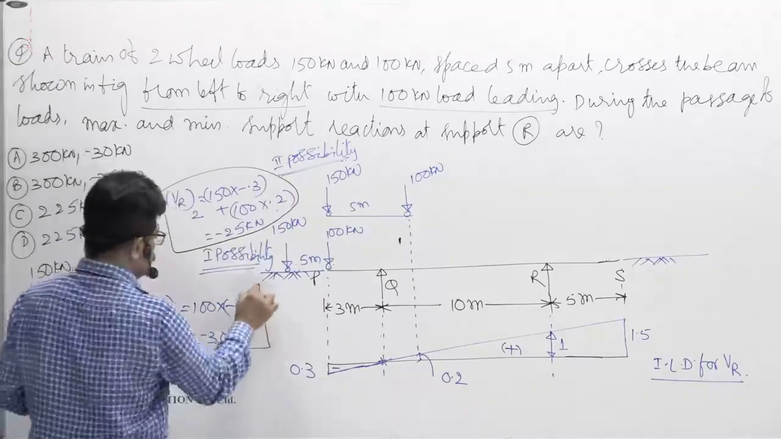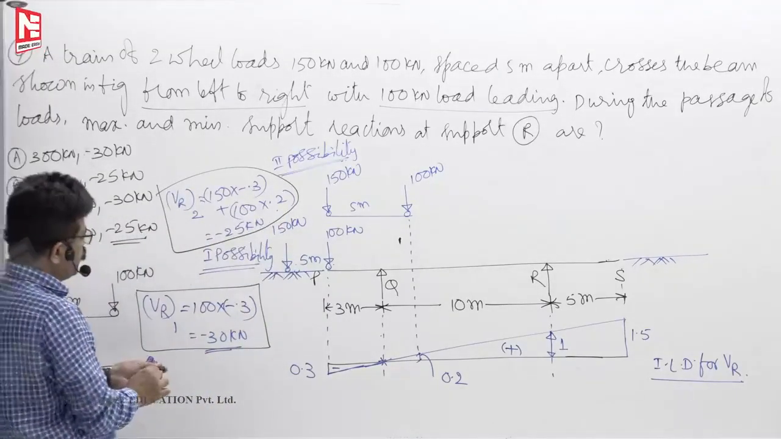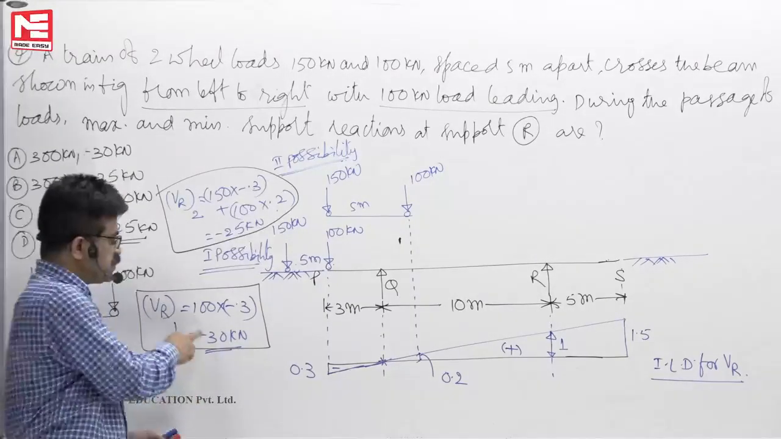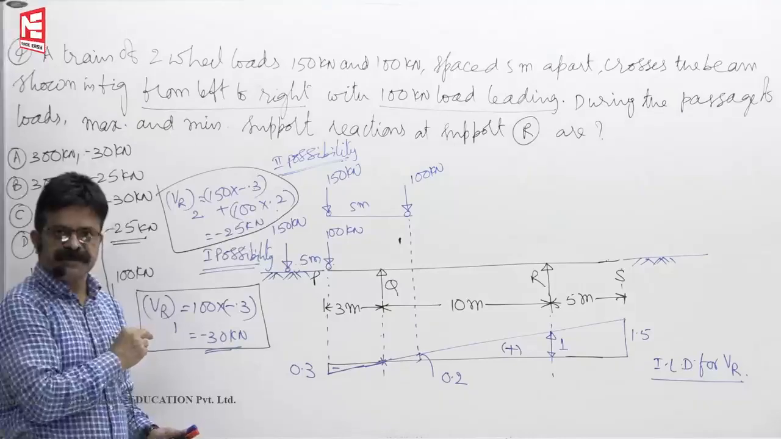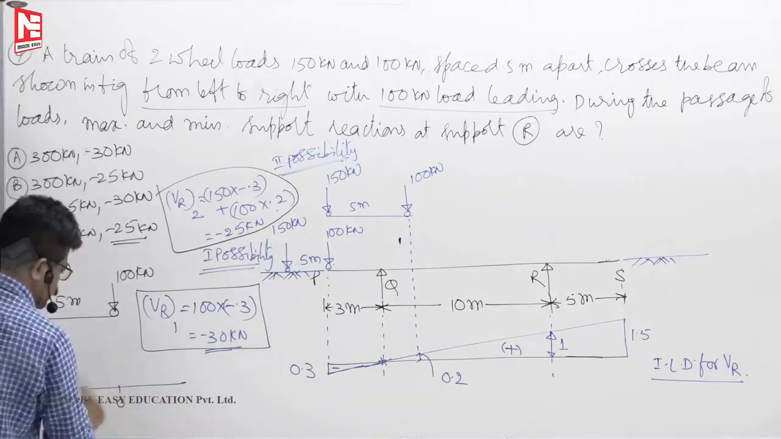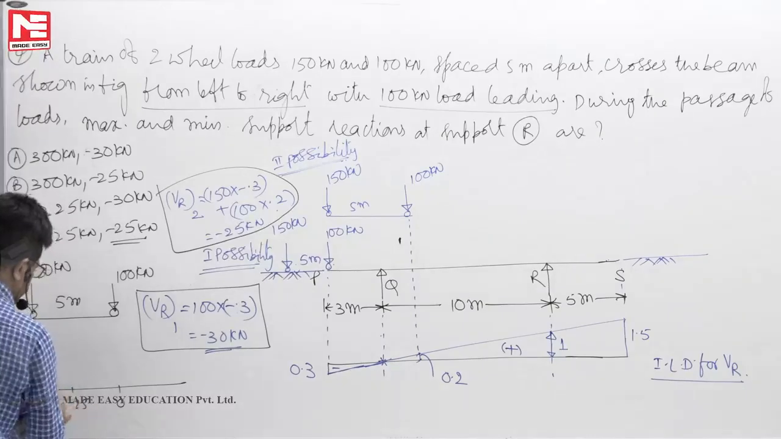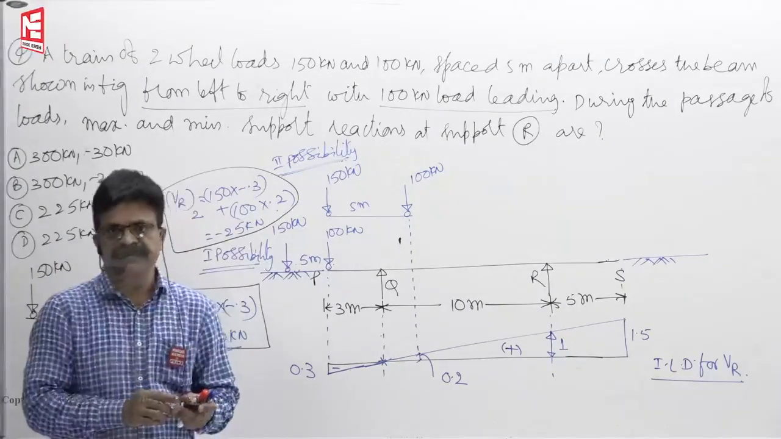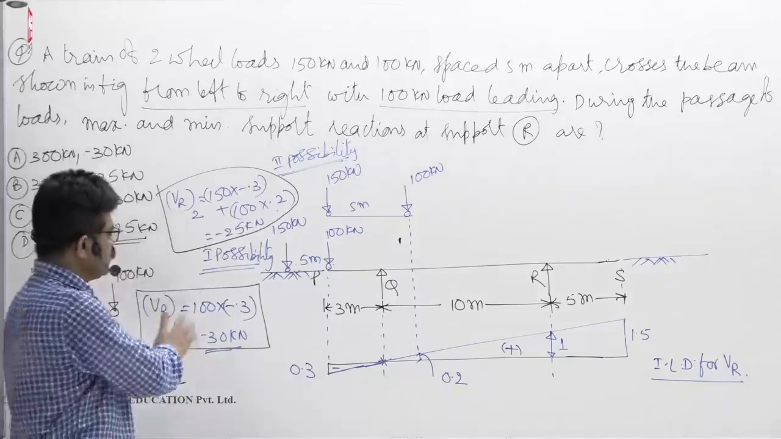This is the second possibility. This is the first possibility. Then what is the minimum reaction? Minus 30 or minus 25? Minus 30 is the minimum, mathematical minimum. So that's what you have studied in the 6th class. 0 is here, minus 25, minus 30. Minus 30 is less than minus 25. That's what you have learned. So minus 30 is the minimum reaction.